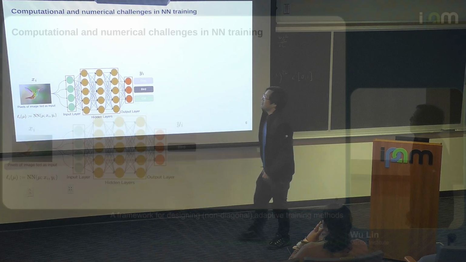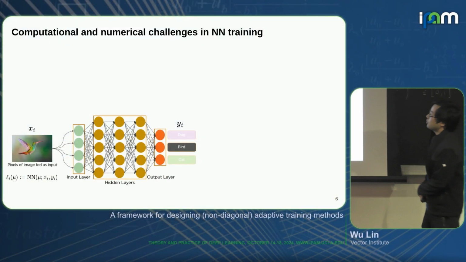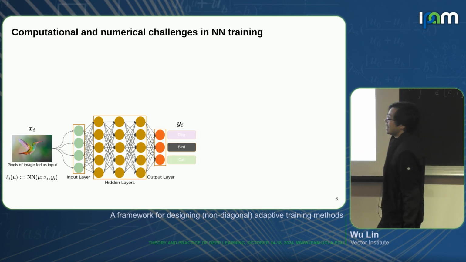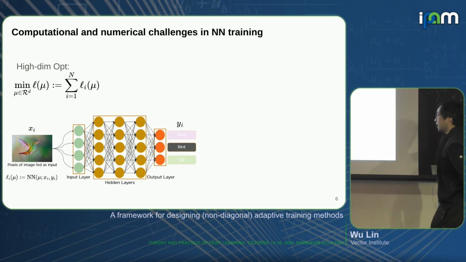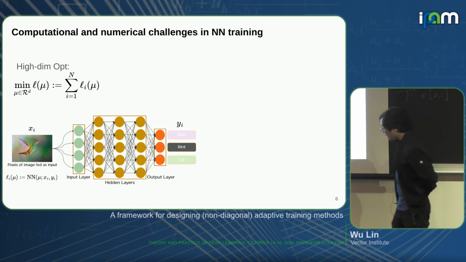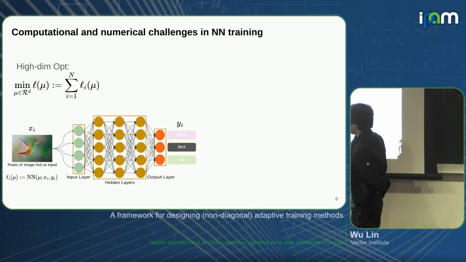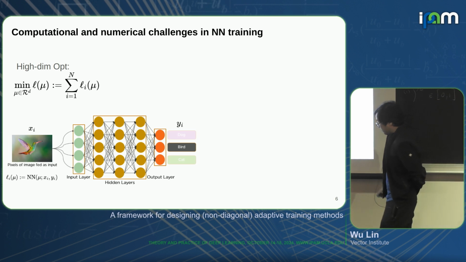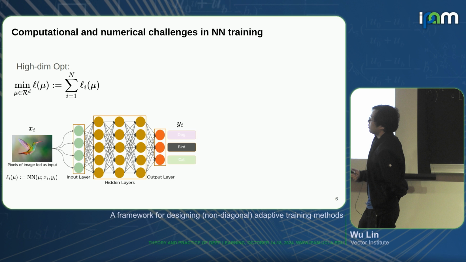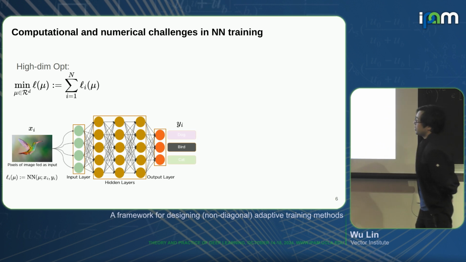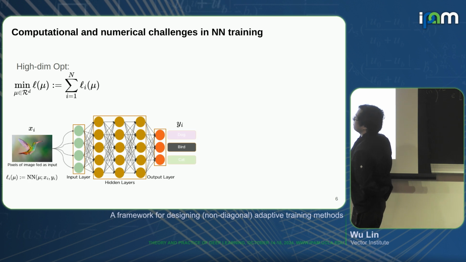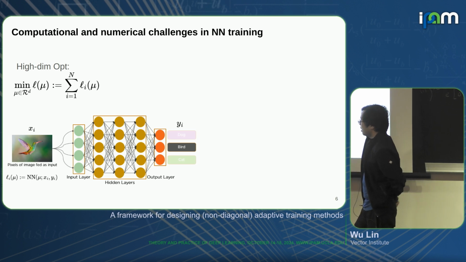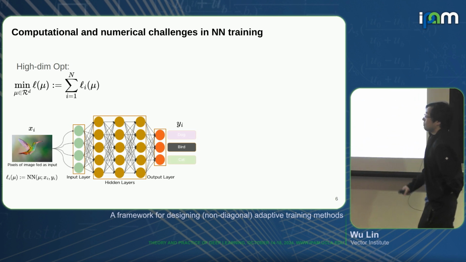Okay. So now let's talk about some computational and numerical challenges in designing adaptive methods. To train a neural net, we often have to solve an unconstrained optimization problem. And the objective function often can be expressed as a finite sum of individual loss functions. For example, consider an image classification problem. Given an image, we can use a neural net to predict its label. And we use an individual loss function, such as cross-entropy loss, to measure the difference between the predicted label and the given label.